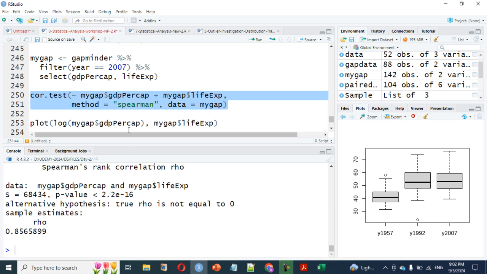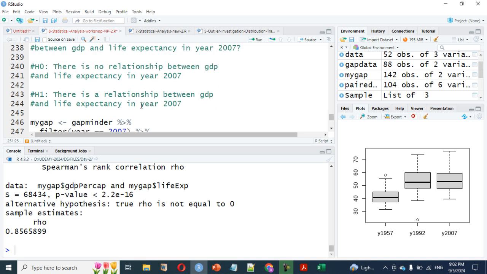So we can go back to our hypothesis and say, because it is significant now, we reject the null hypothesis. As I said, there's no relationship between them. I mean, there is, but the relation is very high. 86% is a very high relationship. So we do not reject this. We reject only this: there's a relationship between GDP per capita and life expectancy.